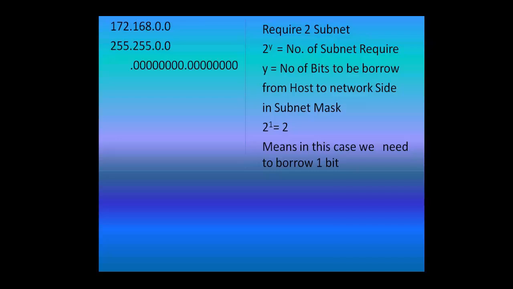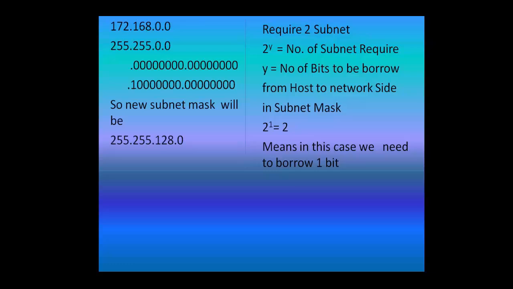So default, but when we borrow 1 bit, again same thing. Subnet mask is always contiguous, which means we have to borrow the bit from this side to this side. We cannot randomly choose any bit here or there, that is not possible. Subnet mask is always contiguous. So new subnet mask is 255.255.128.0.